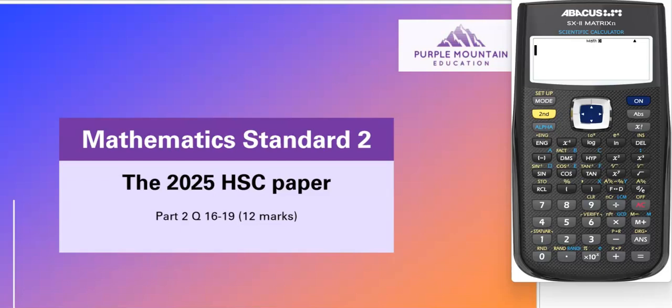Today we're doing the 2025 HSC paper for Maths Standard 2. This is part 2, questions 16 to 19, covering 12 marks.